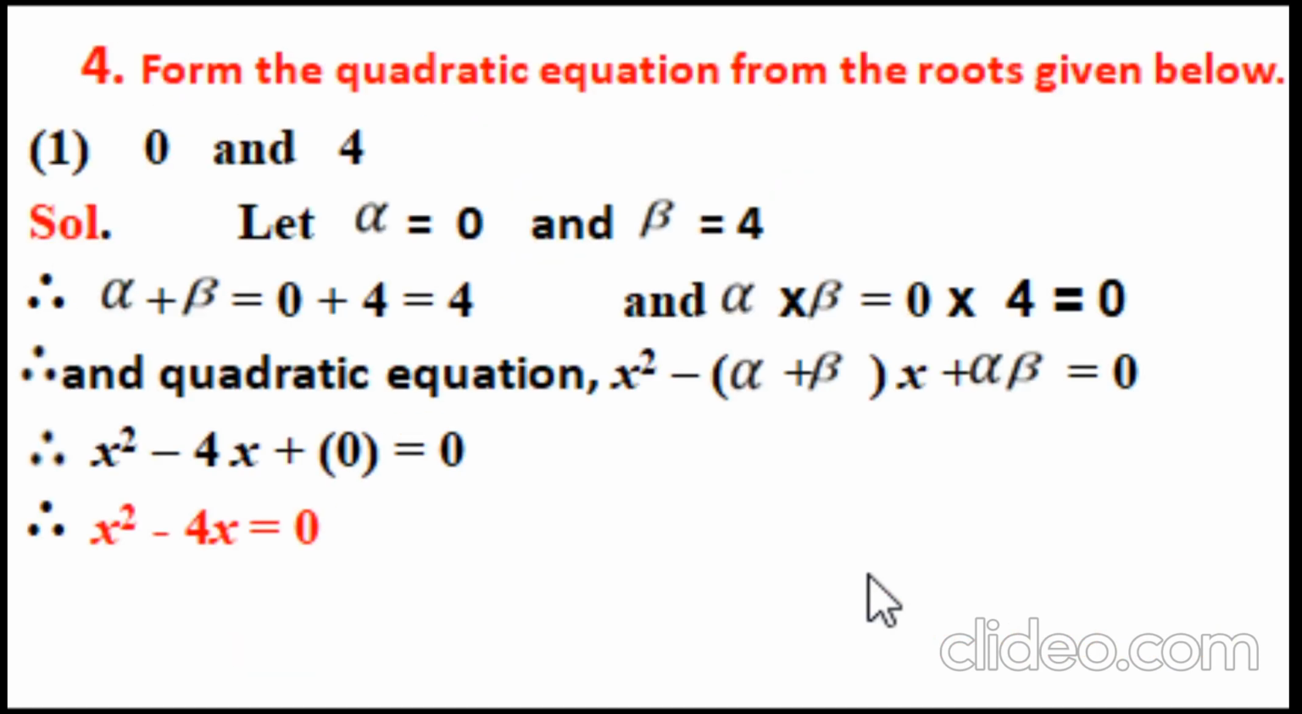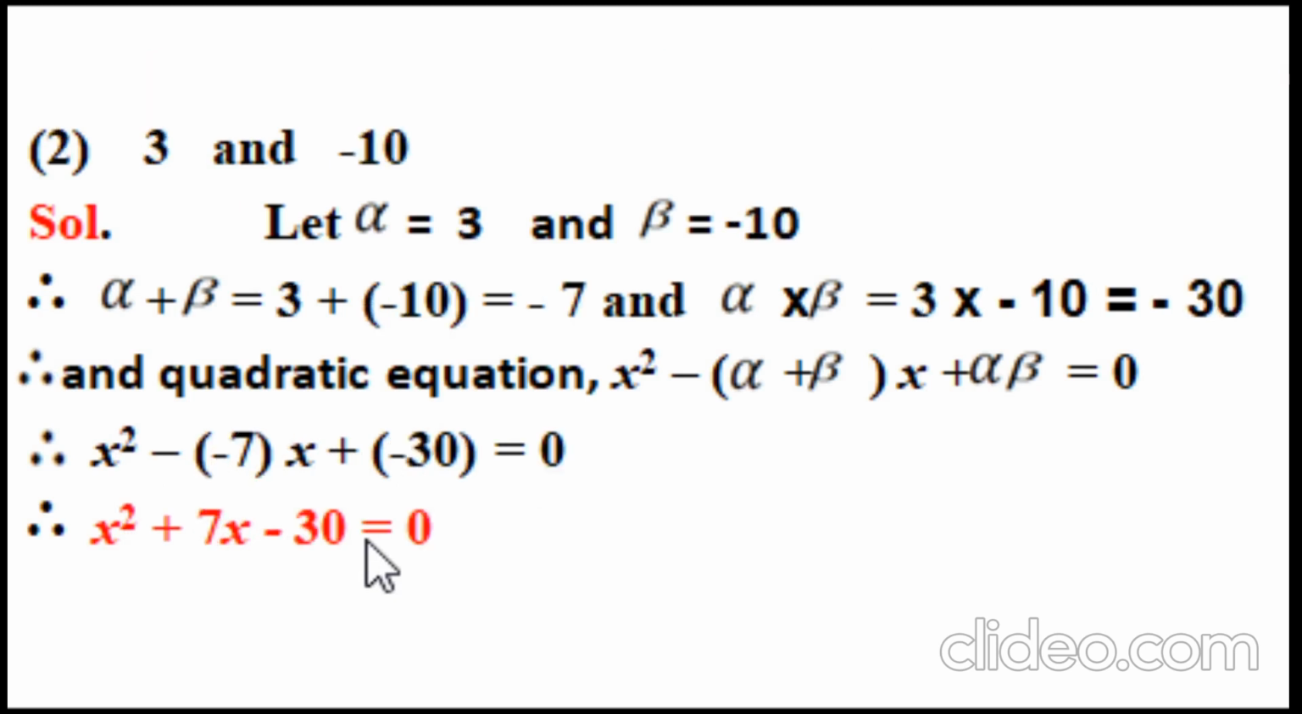Then question number 4. Form the quadratic equation from the roots given below. We have been given the roots and we have to find the quadratic equation. Roots are 0 and 4. Let alpha is equal to 0 and beta is equal to 4. Alpha plus beta is equal to 0 plus 4, that is 4, and alpha into beta is equal to 0 into 4, that is 0. Therefore, the quadratic equation is x square minus (alpha plus beta)x plus alpha into beta is equal to 0. Then put the value of alpha plus beta as 4 and alpha into beta as 0. So we get the equation x square minus 4x is equal to 0. This is the required equation.